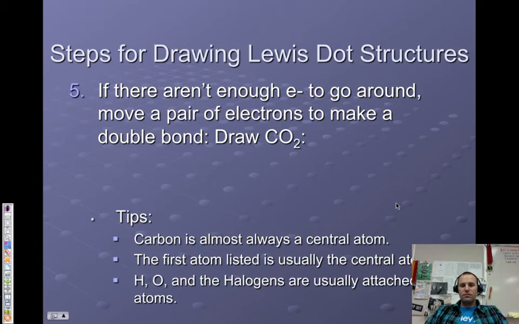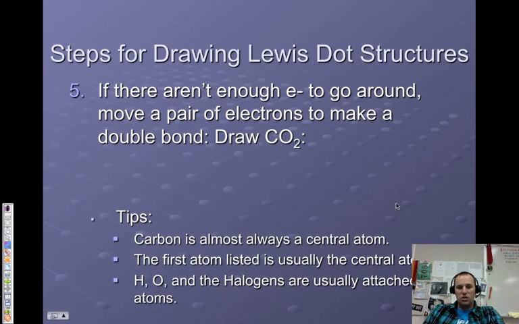All right, now it gets a little bit harder. What if you don't have enough electrons? What if you run out and not everybody has 8 valence electrons? Well, then you have to go to double bonds. If that doesn't work, then you go to triple bonds. Okay? The tips there come in handy. Carbon is almost always the central atom. The first atom listed is usually the central atom, and you will never have hydrogen in the middle. You will almost never have oxygen or halogens in the middle. They'll usually be attached. Okay?